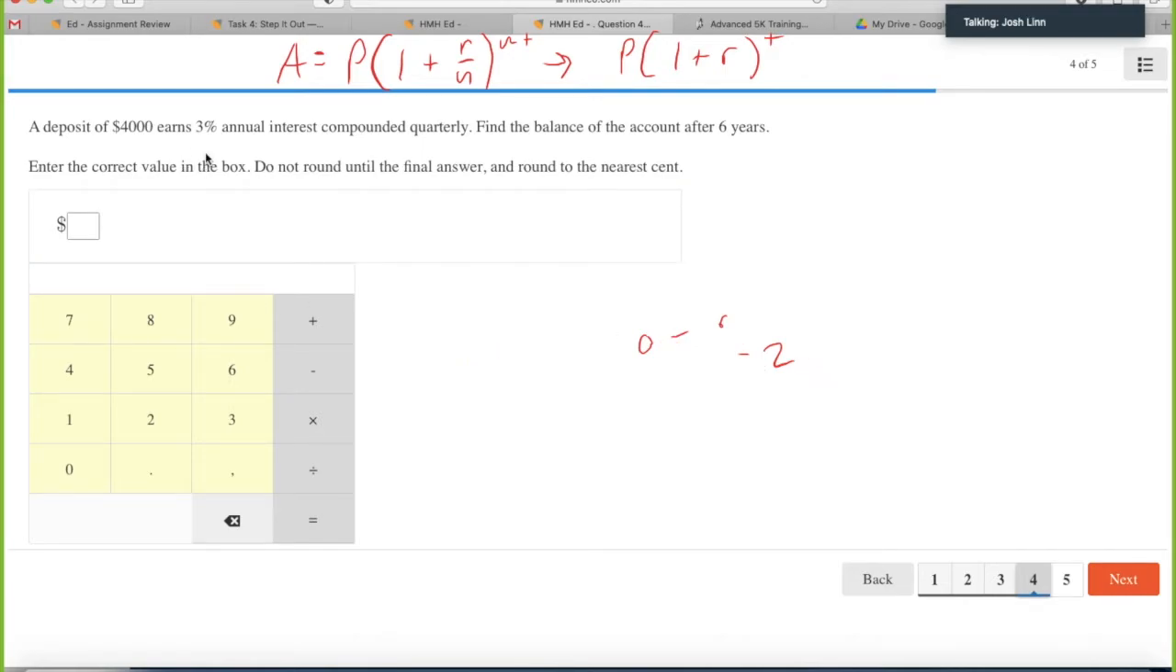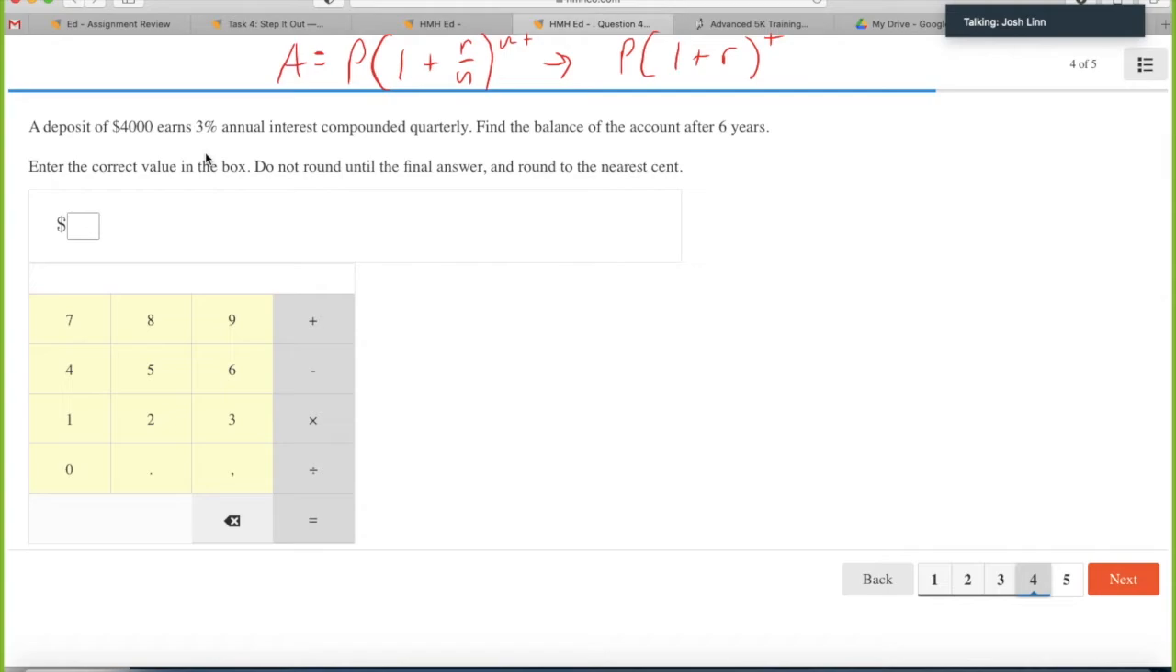See, this is way easier than translating functions, right? So a deposit of $4,000 earns 3% annual interest compounded quarterly. Find the balance of the account after 6 years. So quarterly is the same as a quarter, which is 1/4. So if it is compounded quarterly, it is compounded 4 times a year. So in this case, our n is equal to 4.